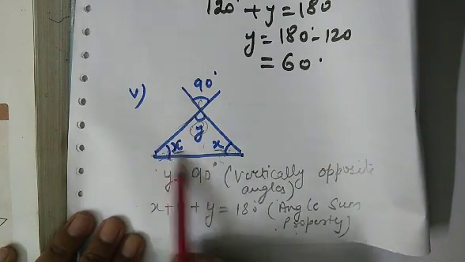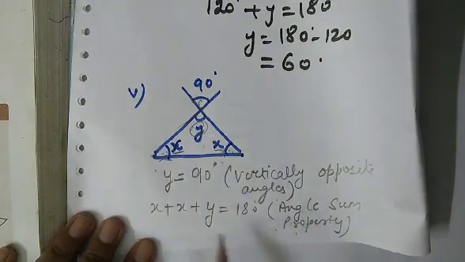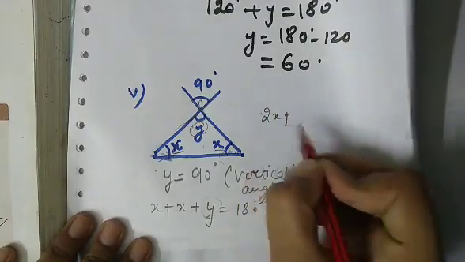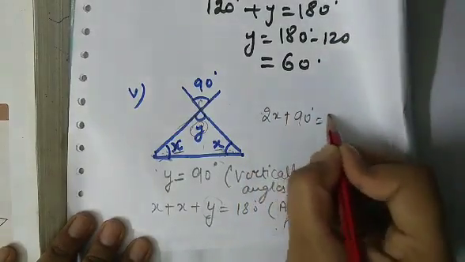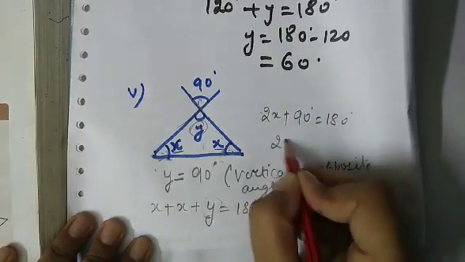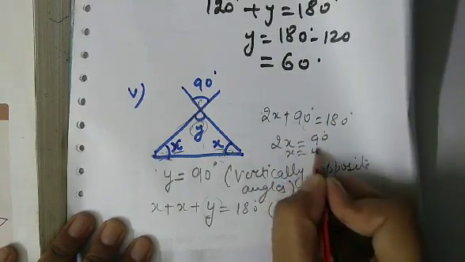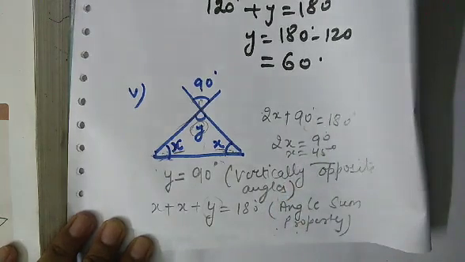So I have written x plus x plus y equal to 180. In place of y I will write 90 degrees. So x plus x is 2x and in place of y I write 90 degrees. Okay, so 2x is equal to 180 minus 90, that is 90. So x is equal to 45 degrees. Okay, so this is part 5th.